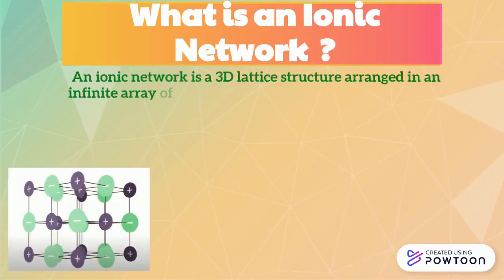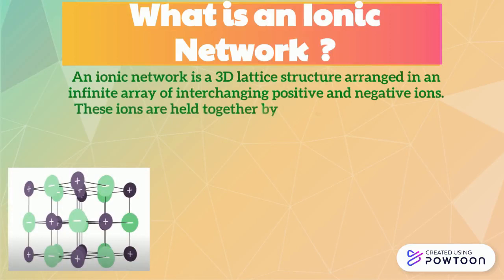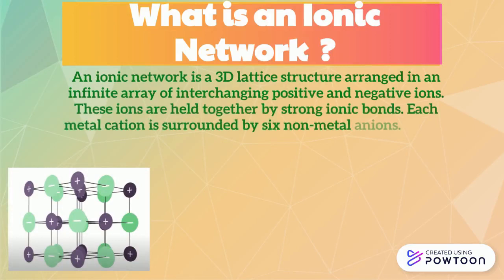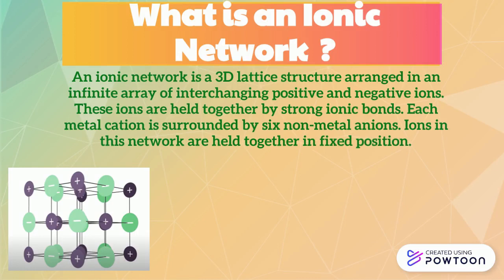An ionic network is a 3D lattice structure arranged in an infinite array of interchanging positive and negative ions. These ions are held together by strong ionic bonds. Each metal cation is surrounded by 6 non-metal anions. Ions in this network are held together in fixed positions.